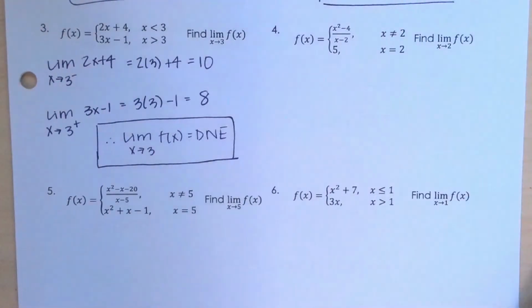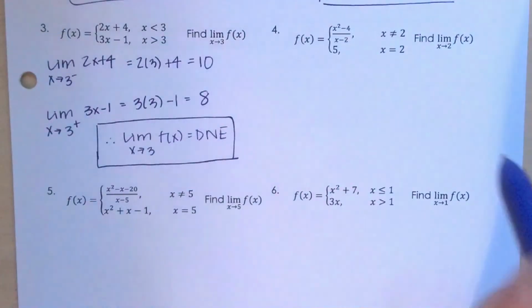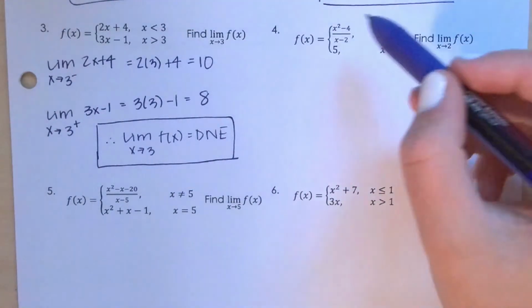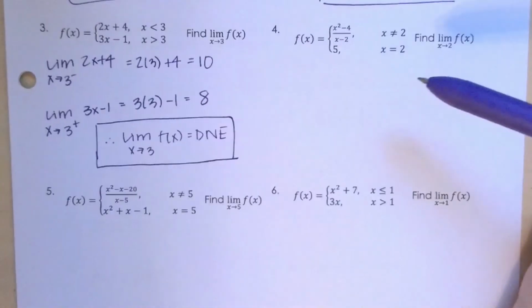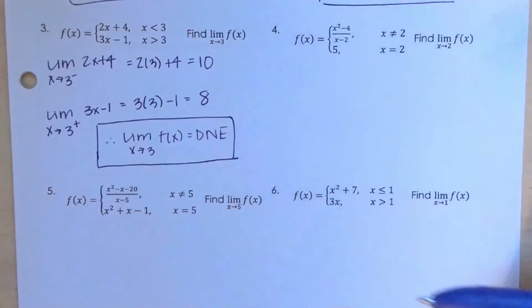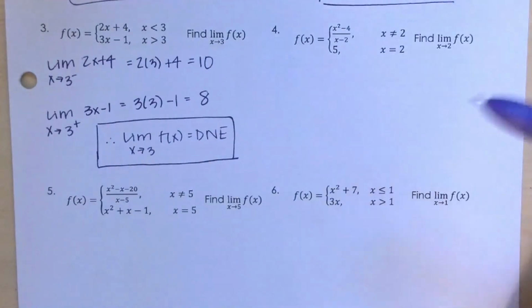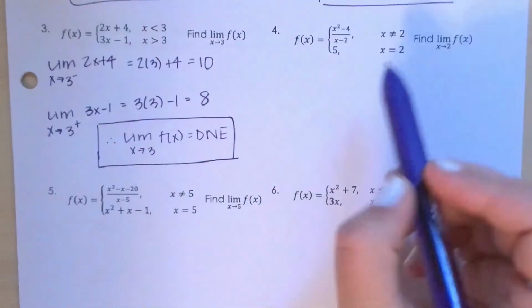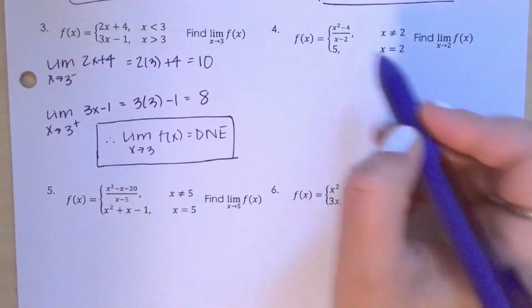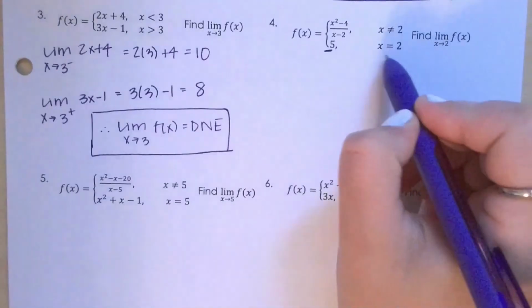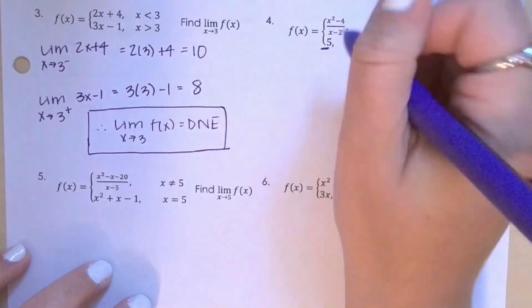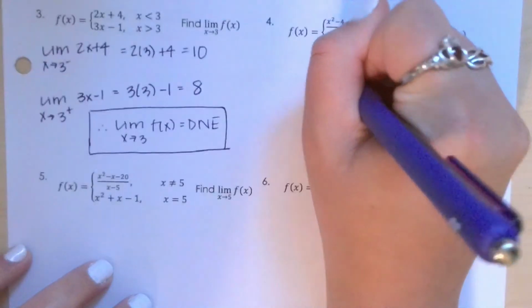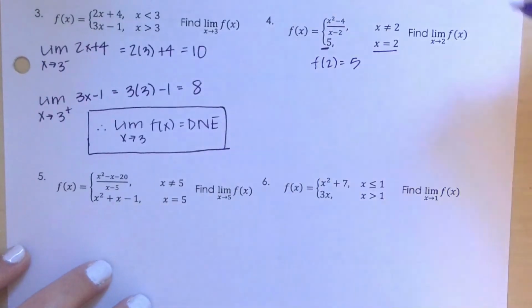Alright, number 4, this is a little different than our last example because of how our function's defined. So instead of having x less than 2 and x greater than 2, where we clearly know the left and the right, this one's actually a little easier because what this line right here is saying is f of x equals 5 when x equals 2. What that means is we can rewrite that if we want as f of 2 equals 5.